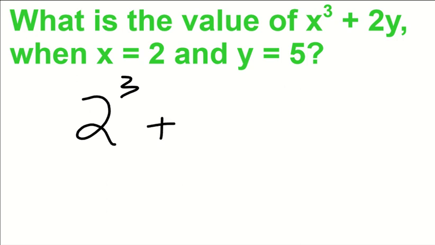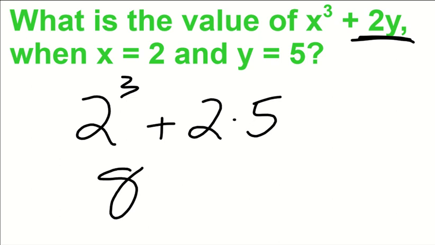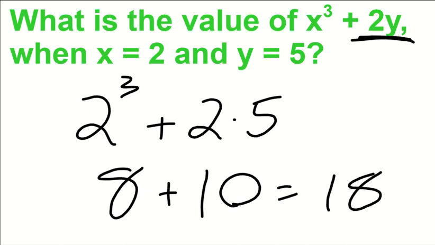Y equals 5. What type of math is being done right there? When you have a coefficient, the number in front of a variable, that's multiplication. So we got 2 times 5. 2 to the third power. We just had that. That's 8. 2 times 5, that's 10. 8 plus 10 is that 18 that she told us.